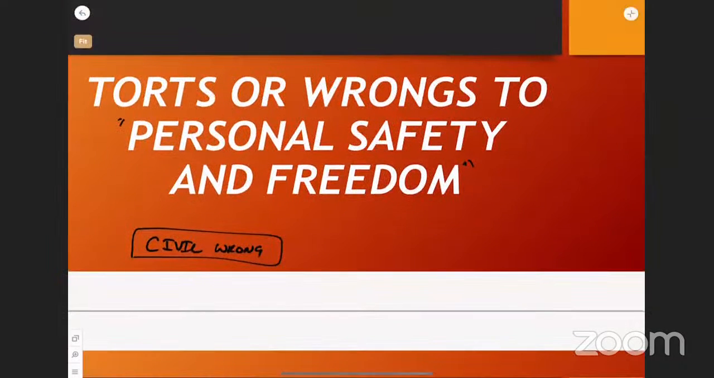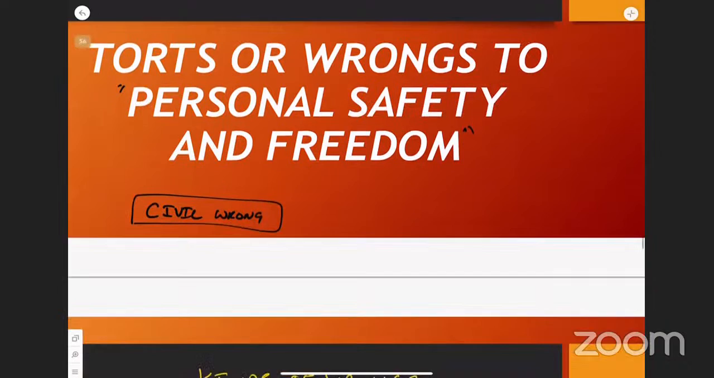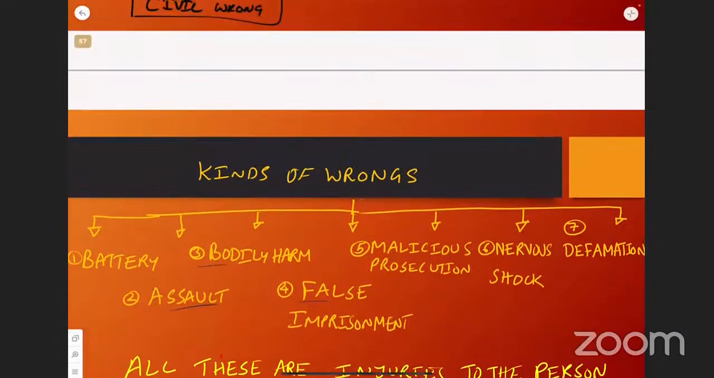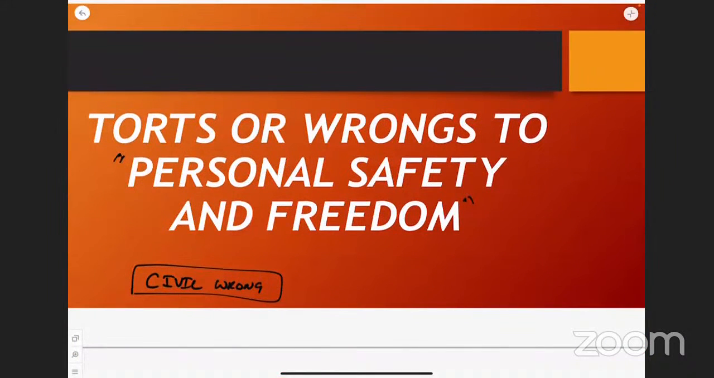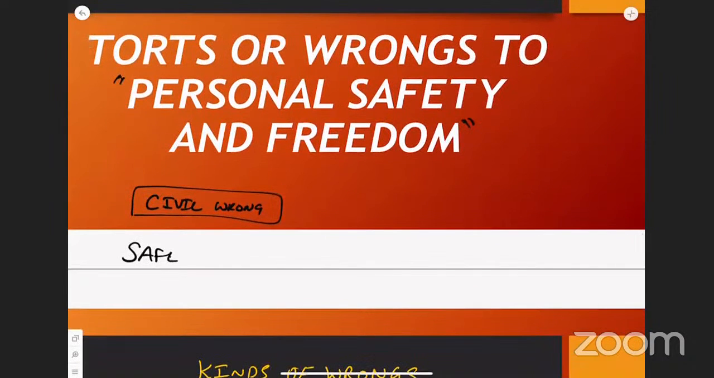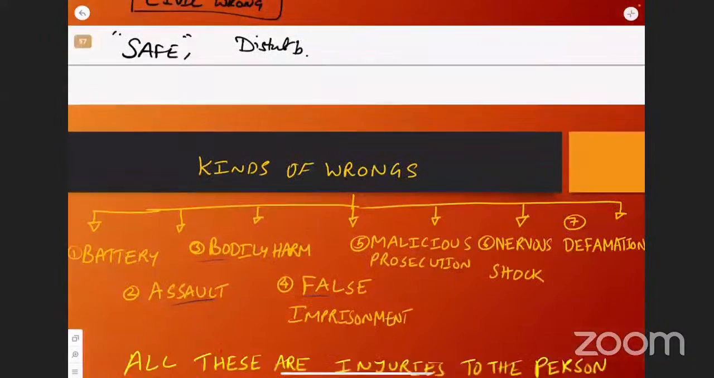This is one topic where you just think about what may happen to you in your day to day life. Then you'll understand this concept very well. Torts or wrongs to personal safety and freedom. What are the different kinds of wrongs when we talk about personal safety and freedom? What is personal safety and freedom? See, as a human being, you need to feel safe, and no one should come into your zone, no one should come and disturb you, no one should make you feel uncomfortable. This is something you need to know very well. So, torts or wrongs relating to personal safety and freedom.